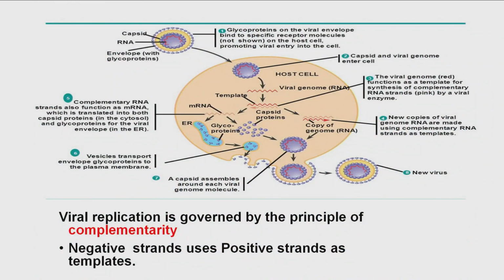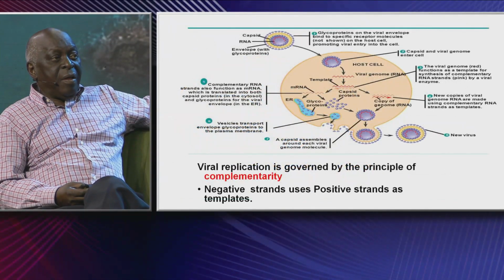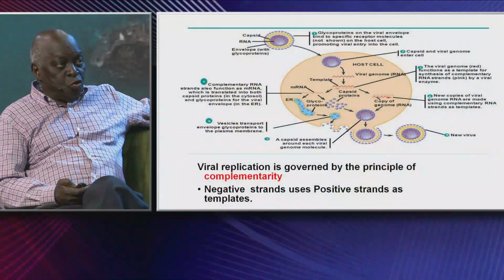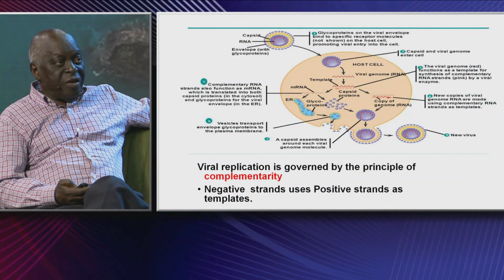Viral replication is governed by the principle of complementarity. What do we mean by that? A negative strand will use a positive strand as a template to replicate. That's what we mean by complementarity. A positive strand will use a negative strand to assemble, to give rise to the new virion.